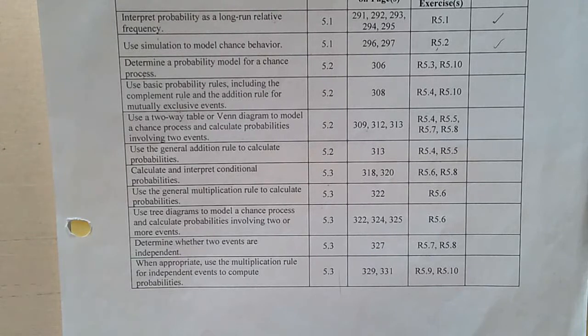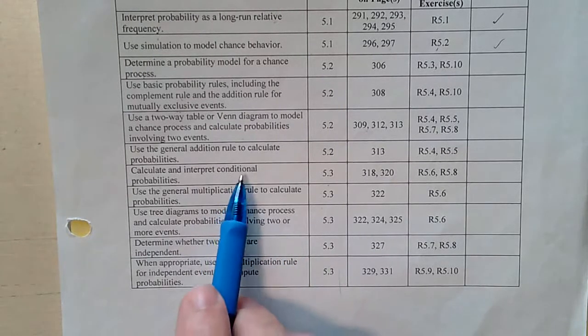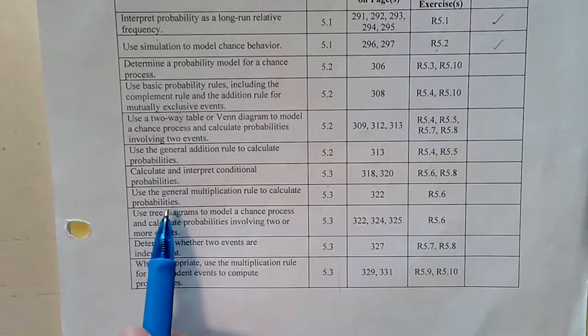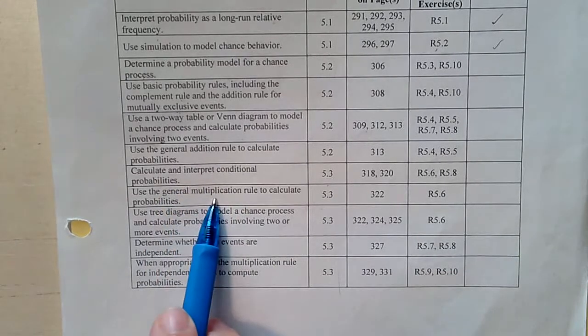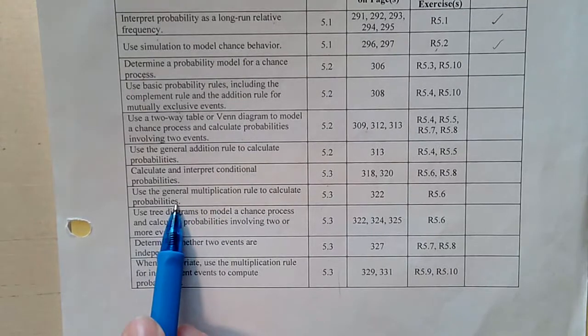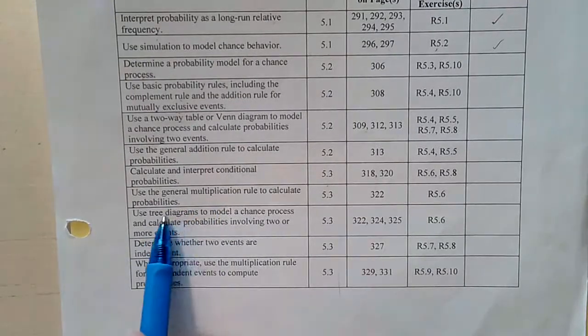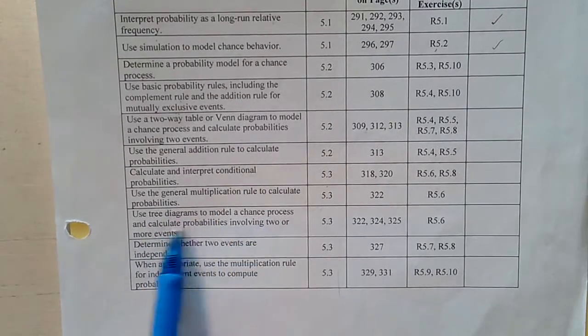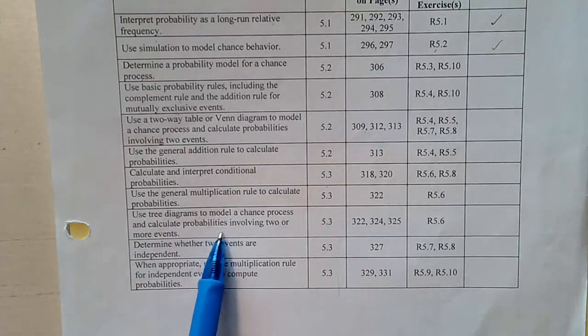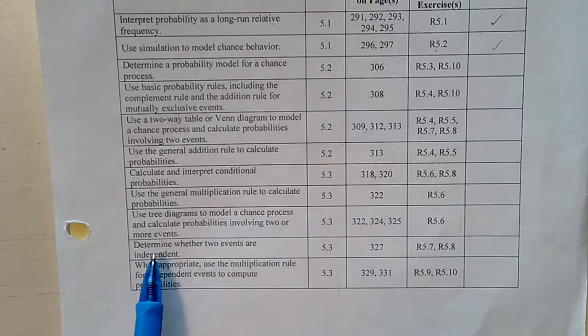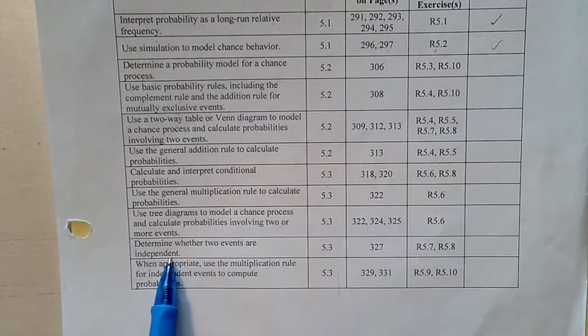All right, 5.3 continued. We already worked on conditional probability. Today we're going to move on and work on the general multiplication rule to calculate probabilities. And this goes hand in hand with the tree diagrams we'll be working on today to model the chance process. And then we'll also get into determining whether two events are independent.